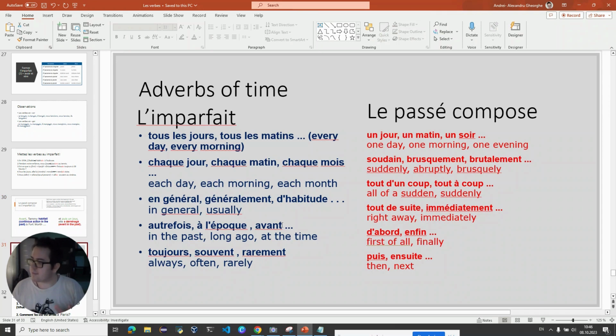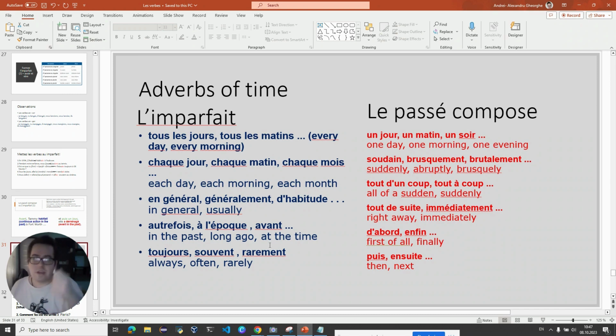Here you can see a breakdown of the adverbs of time that ask for either of the tenses to be used. For example, when we talk about a habit in the past, tous les jours, tous les matins, all the days, every day, every morning, or chaque jour, chaque matin, each day, each morning, or en général, généralement, usually, in general, autrefois, avant, before, in the past, somewhere long ago, or toujours, souvent, or rarement, which means frequency of events, always, often, rarely, always ask for the imperfect tense when talking about something that happened in the past. Otherwise, if you are talking about the present, it will require the present. But since we're talking about the past, let's focus on that. If you're talking about the past and you say something like, oh, I always used to scuba dive, then you would use the imperfect tense.